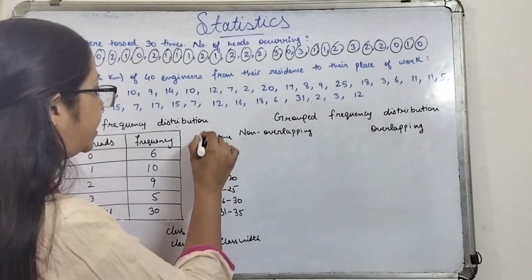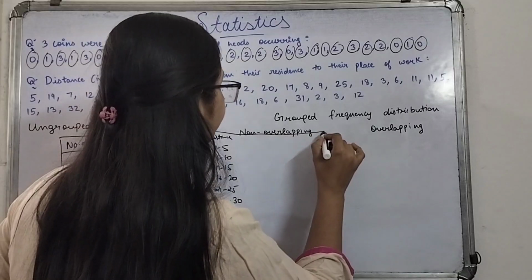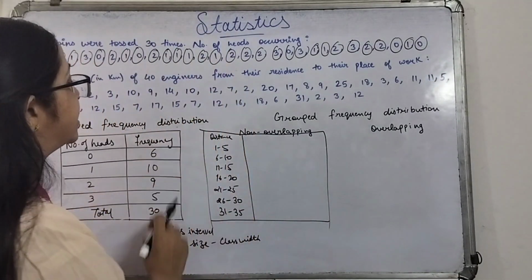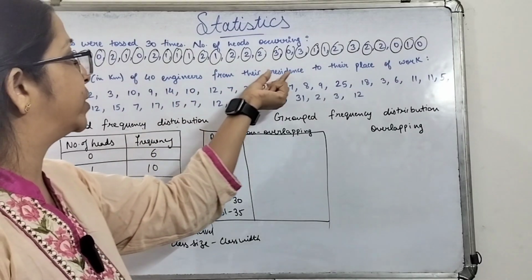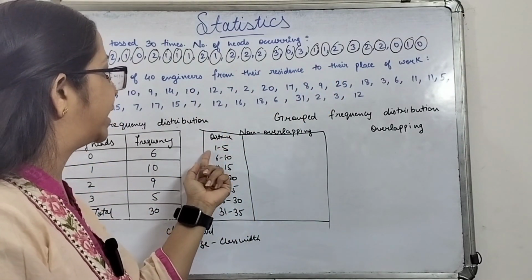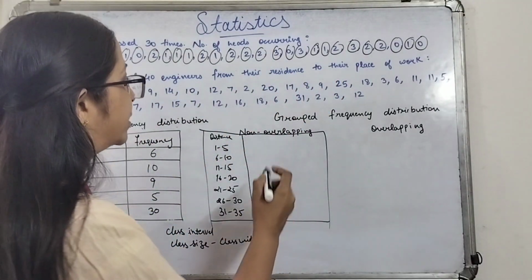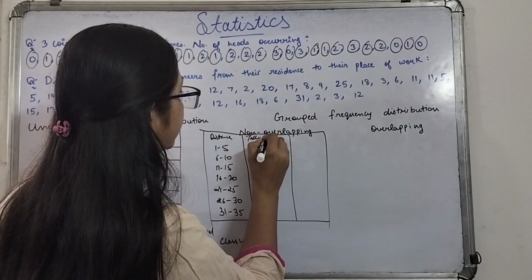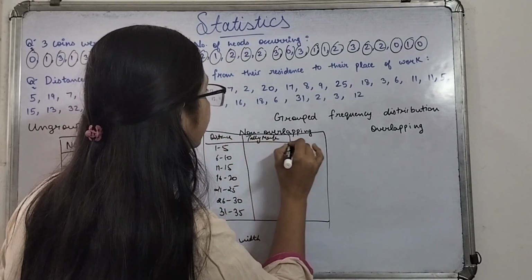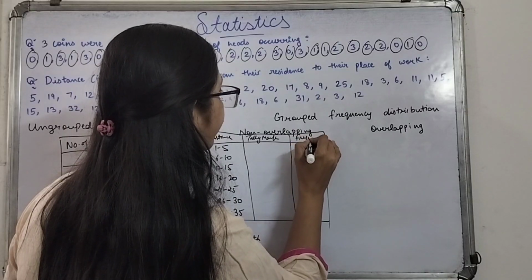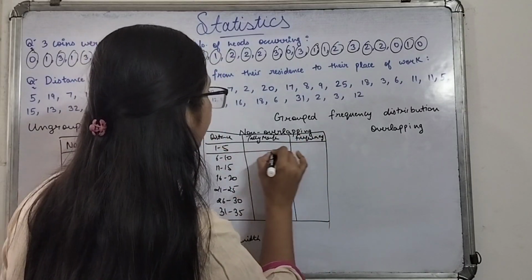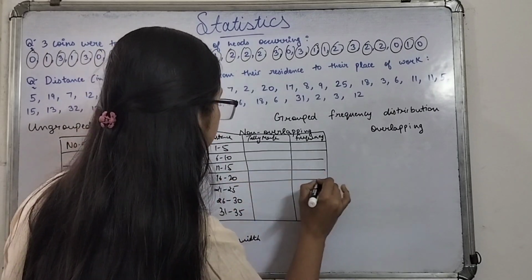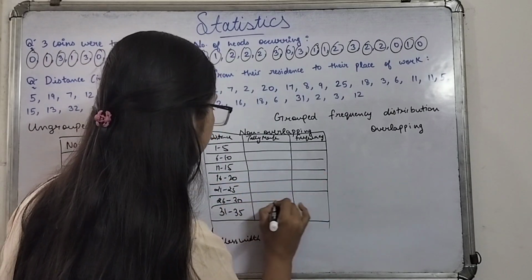Now what we will be doing is, we will be making a table. Then how many engineers are coming whose distance between their residence to workplace comes under the category of 1 to 5 kilometer. For that we will be making a tally marking, and then we will be taking the frequency. Now we'll be completing this table. First of all, we have made your columns and rows like this.